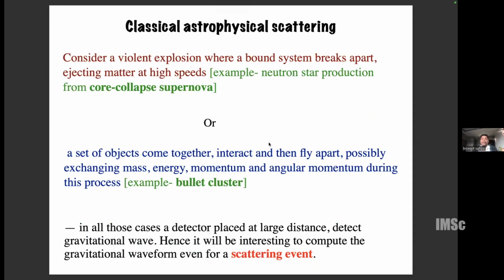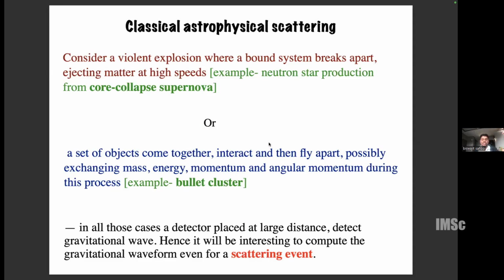For example, a violent explosion where a bound state system breaks apart, ejecting matter at very high speed. This happens, for example, in a type 2 supernova explosion where a neutron star is produced and gets some high kick velocity from excess neutrinos ejected in the opposite direction. Or you may consider a set of objects which come together, interact, and then fly apart, possibly exchanging various quantum numbers. This happens, for example, in the Bullet Cluster, where a pair of galaxy clusters passes through each other.